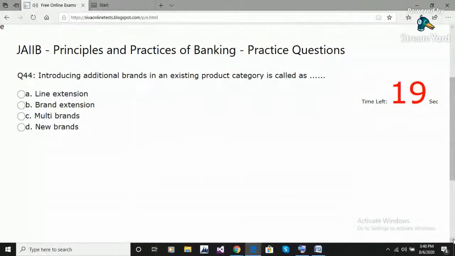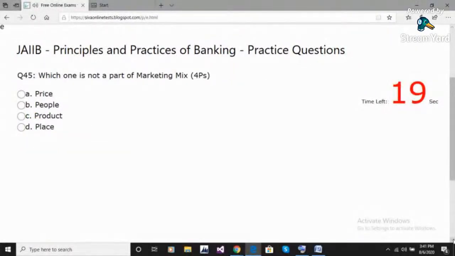Question 44. Introducing additional brands in an existing product category is called as. Option A. Line extension. Option B. Brand extension. Option C. Multi-brands. Option D. New brands. Answer C. Multi-brands.